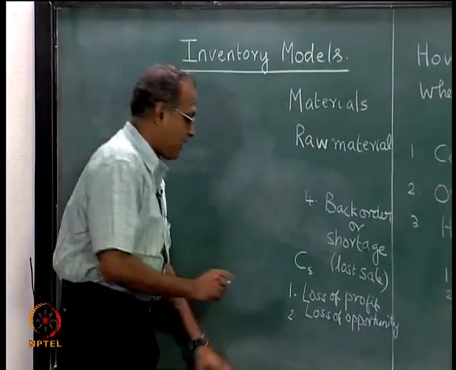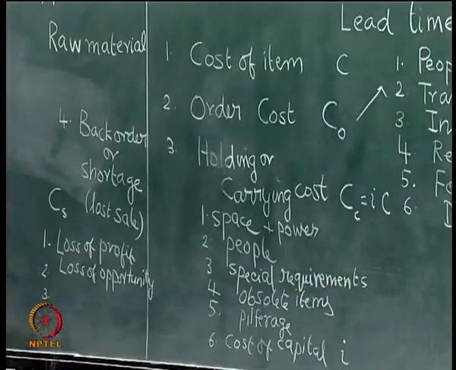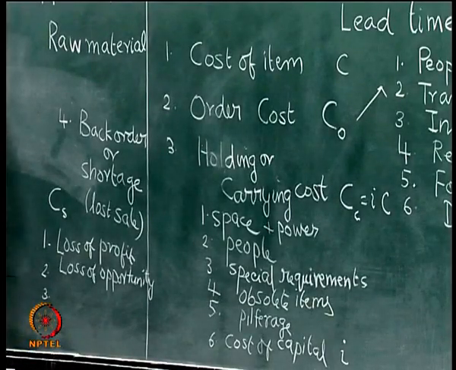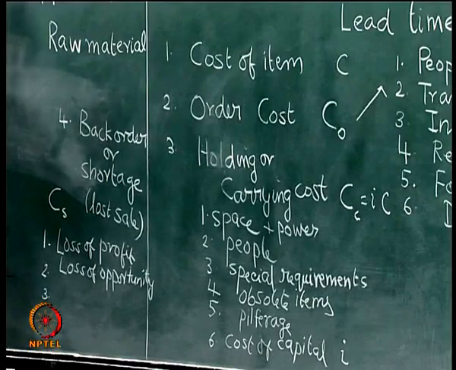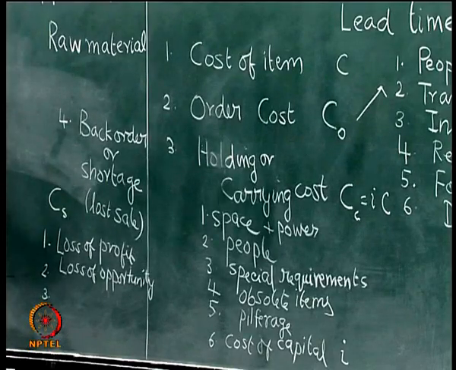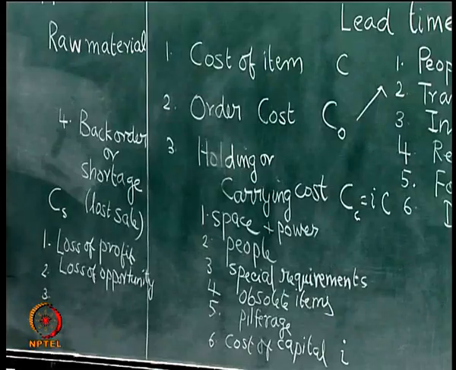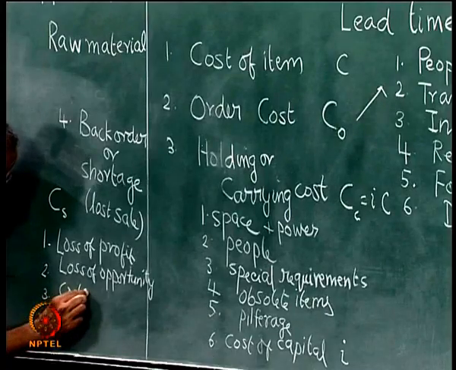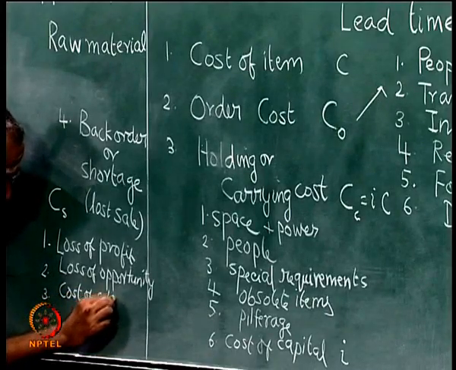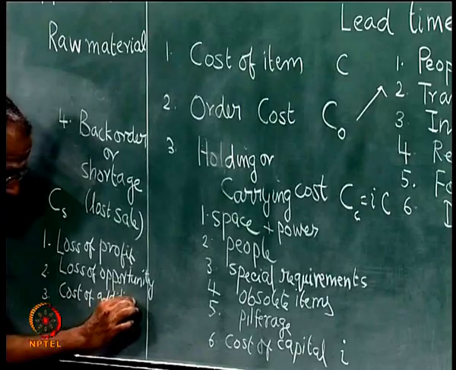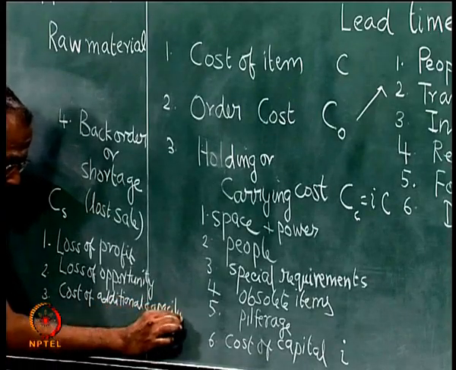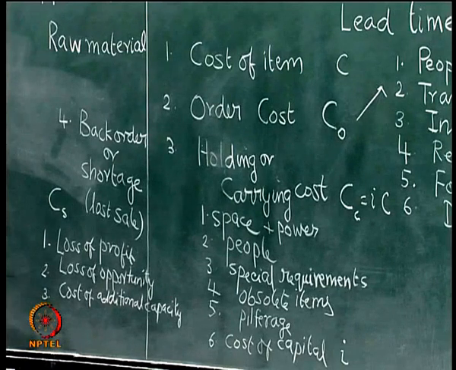If it is a back ordering, which means I carry the demand to the next period, I need some more capacity in the next period to meet the additional demand. So cost of that capacity. So cost of additional capacity to make this item.